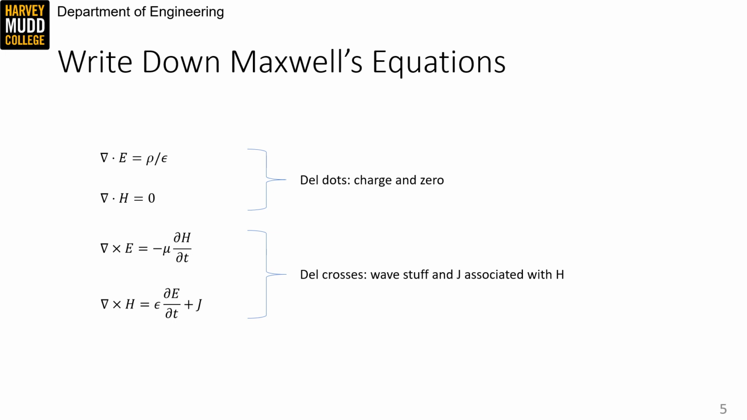Divergence for H has to be 0 because magnetic fields are loops. And curl of H is related to J, because magnetic field is related to current. The remaining time-varying terms are part of a wave equation, and I just remember to stick those with the curl equations.